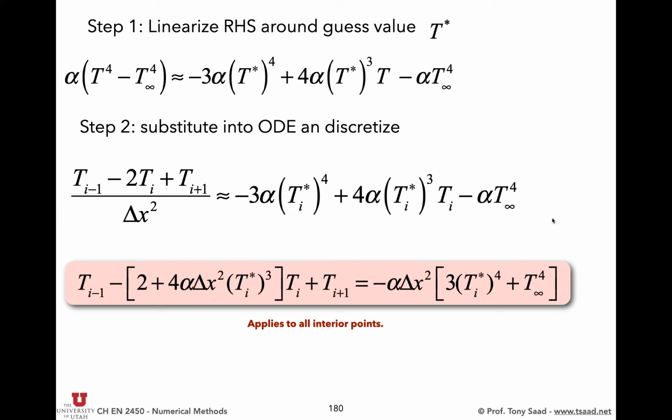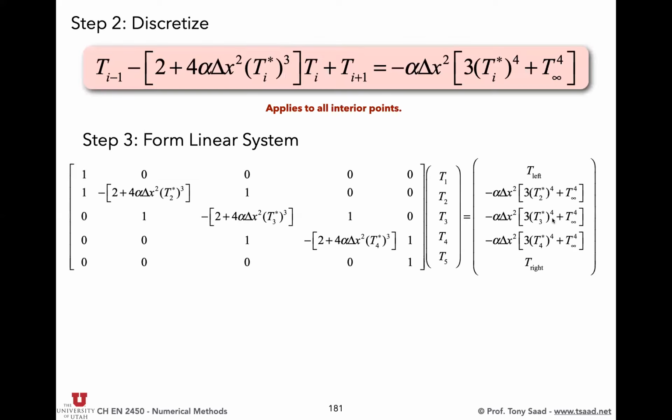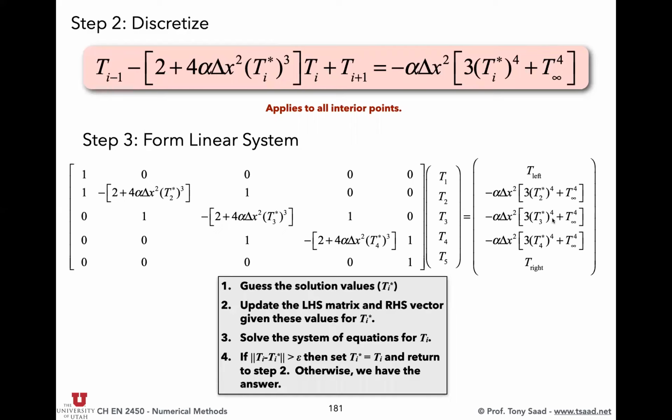You just embed the linear system, which we know how to build. We know how to build the coefficient matrix for this problem. We know how to build the right-hand side. So you embed those in a loop, and you keep looping until T star and T are within a certain tolerance. And that actually concludes everything I wanted to cover in the course.